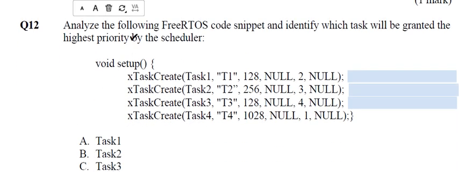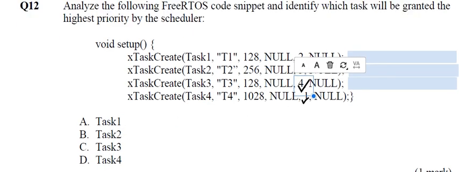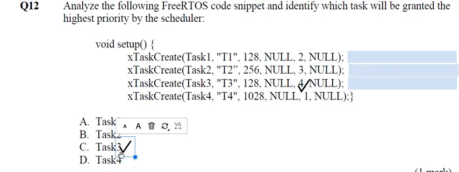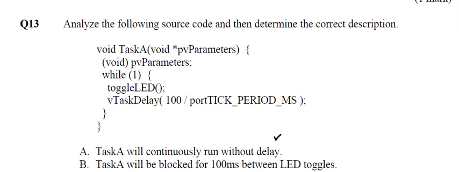Next, analyze the following FreeRTOS code. This is FreeRTOS code that has 4 APIs. They are trying to create 4 tasks, and they have different priorities. Basically, they ask you which task is granted the highest priority. It's a very bonus question. The higher the number, the higher the priority. So the answer is task 3, which is C. It's too easy, a bonus question.